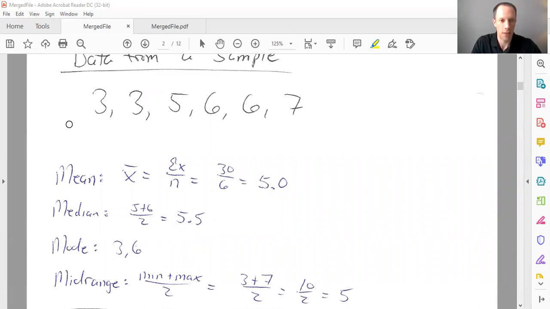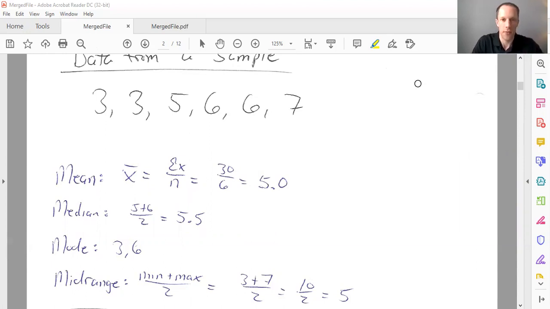If you find the mean, you add these numbers up. If you add them up, you should get 30. And this time there are 6 numbers in the list, so take 30 divided by 6, and you get 5. Now remember the rule of thumb: if the data is whole numbers, we probably want to express our descriptive statistics with 1 decimal place, so I'll call it 5.0.